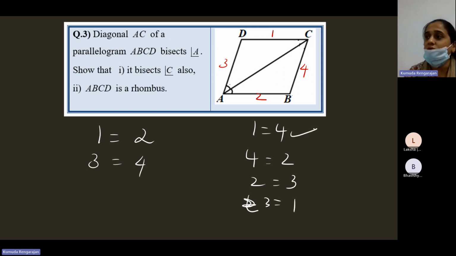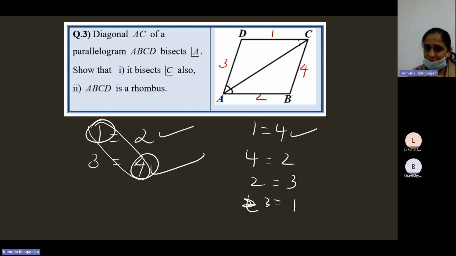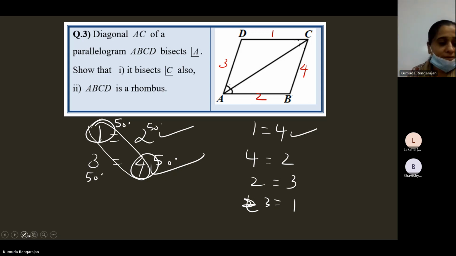Supposing you prove this 1 is equal to 4. From this equality and from this equality, if they're equal, that means all 4 are equal. Just give some number. So supposing 1 is some 50 degrees. 4 is also 50 degrees, no? Then if 4 is 50, 3 is also 50. And if 1 is 50, 2 is also 50. So you can see all the angles are 50. Just put some numbers, you'll understand.